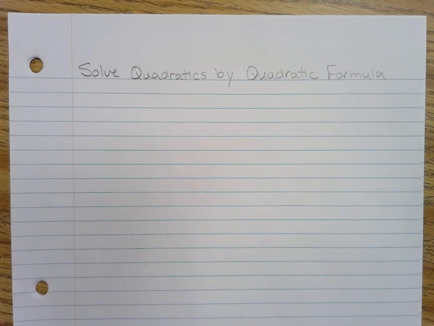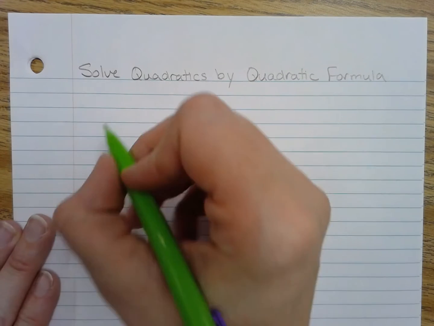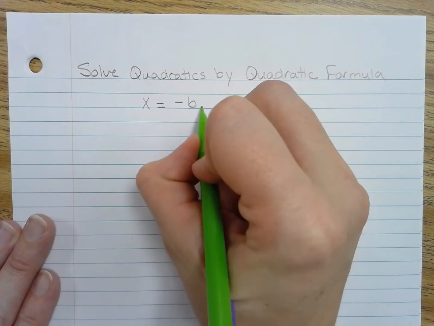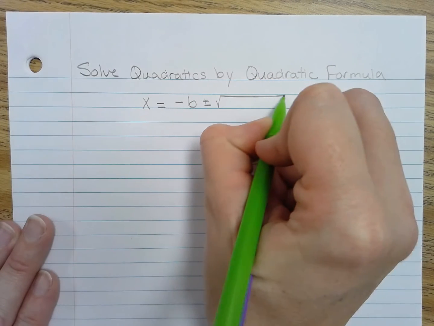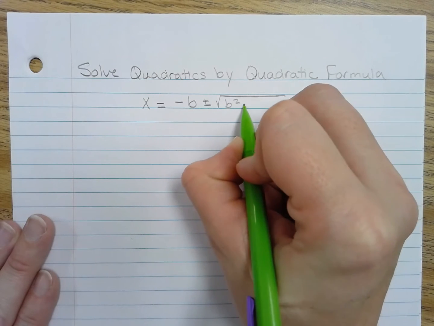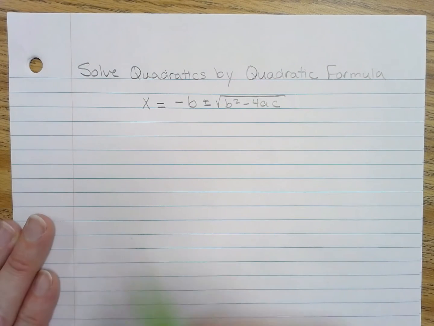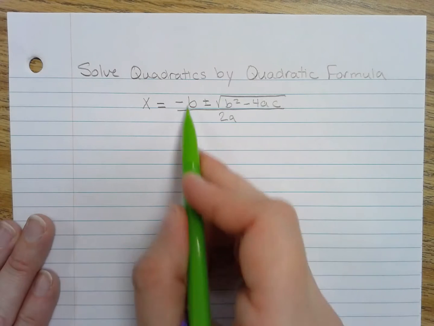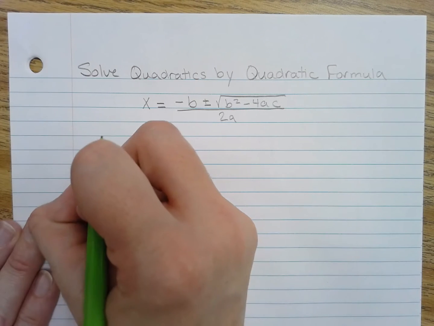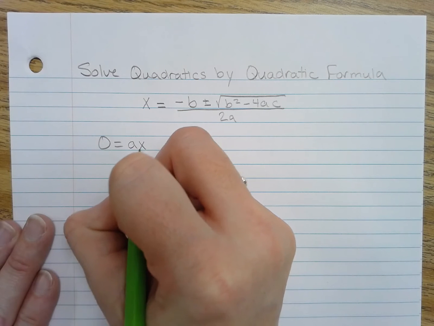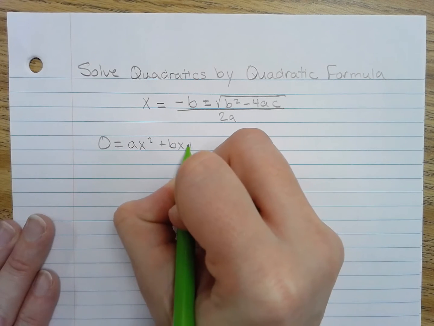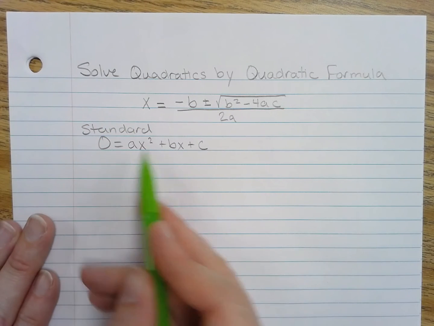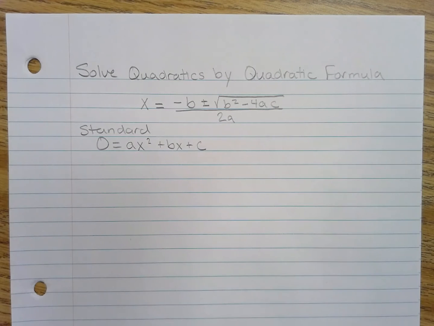In this lesson, we're going to talk about solving quadratics by the quadratic formula. So the quadratic formula is x equals negative b plus or minus the square root of b squared minus 4ac all over 2a. And the values for a, b, and c come from a quadratic that is in standard form. So recall ax squared plus bx plus c is standard form. So that's where the a, b, and c will come from for that quadratic formula.